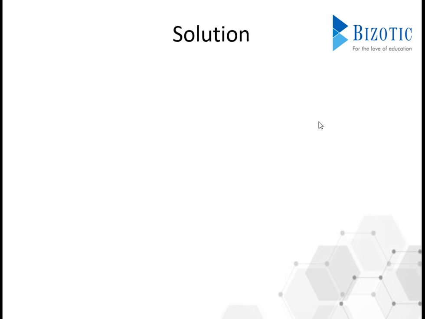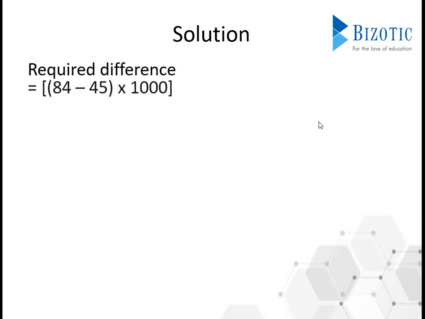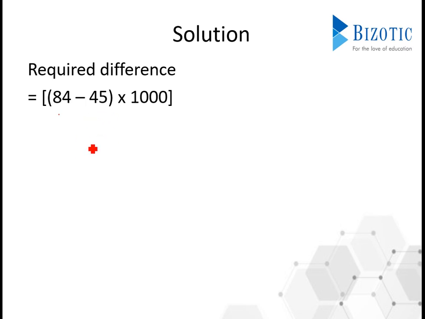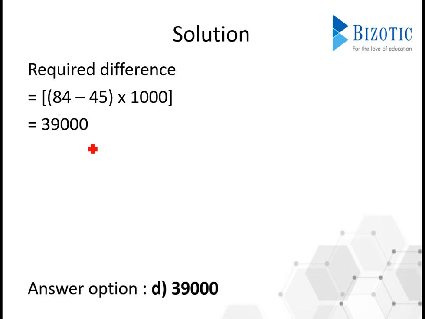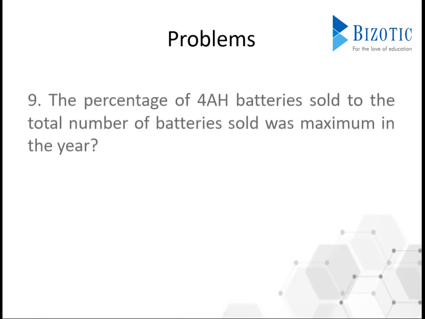What you need to do is very simple. Let me explain the solution part. Required difference is 84 minus 45, and then you multiply by 1000, because the batteries are sold in thousands. So 39,000 will be the right answer, giving you option D. Now let's move on to the next question, question number 4.